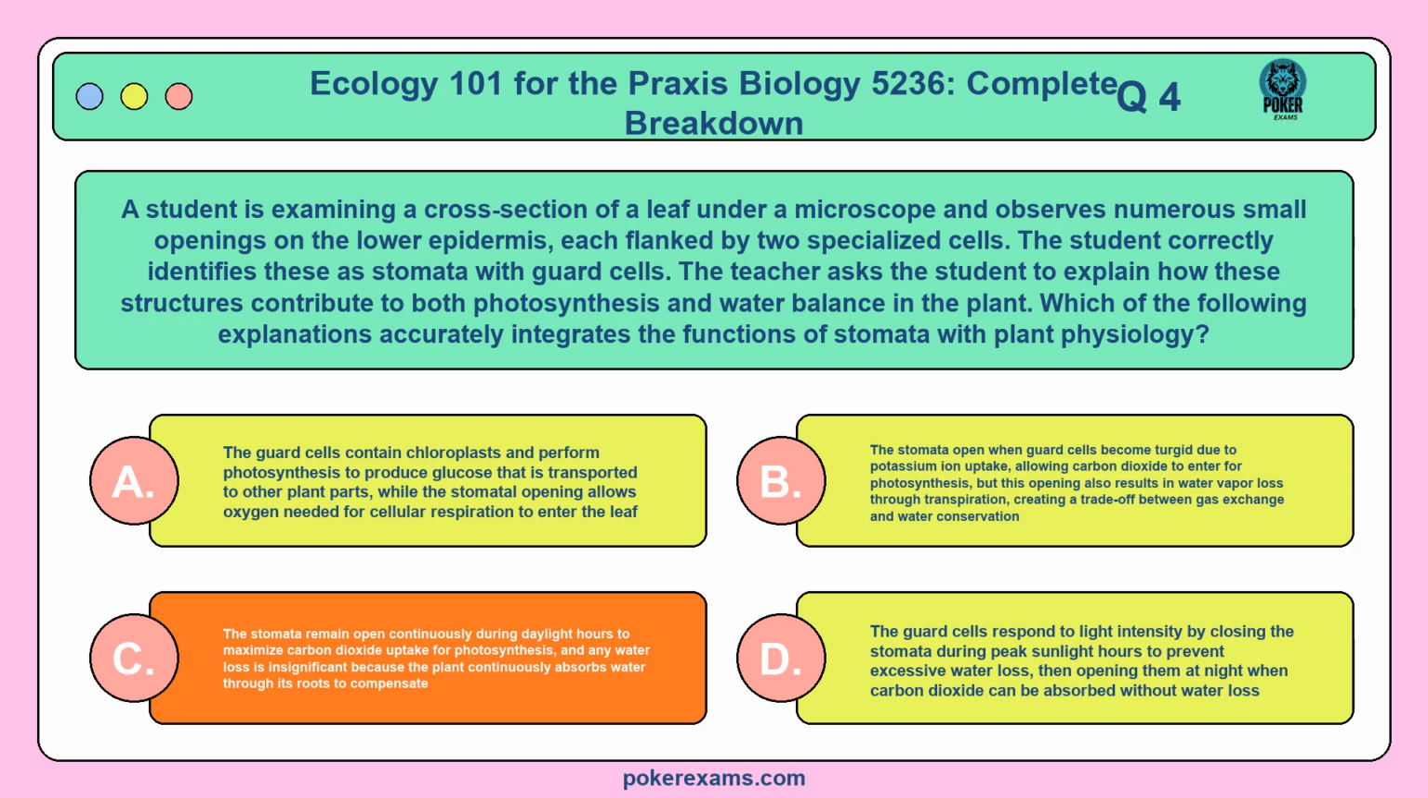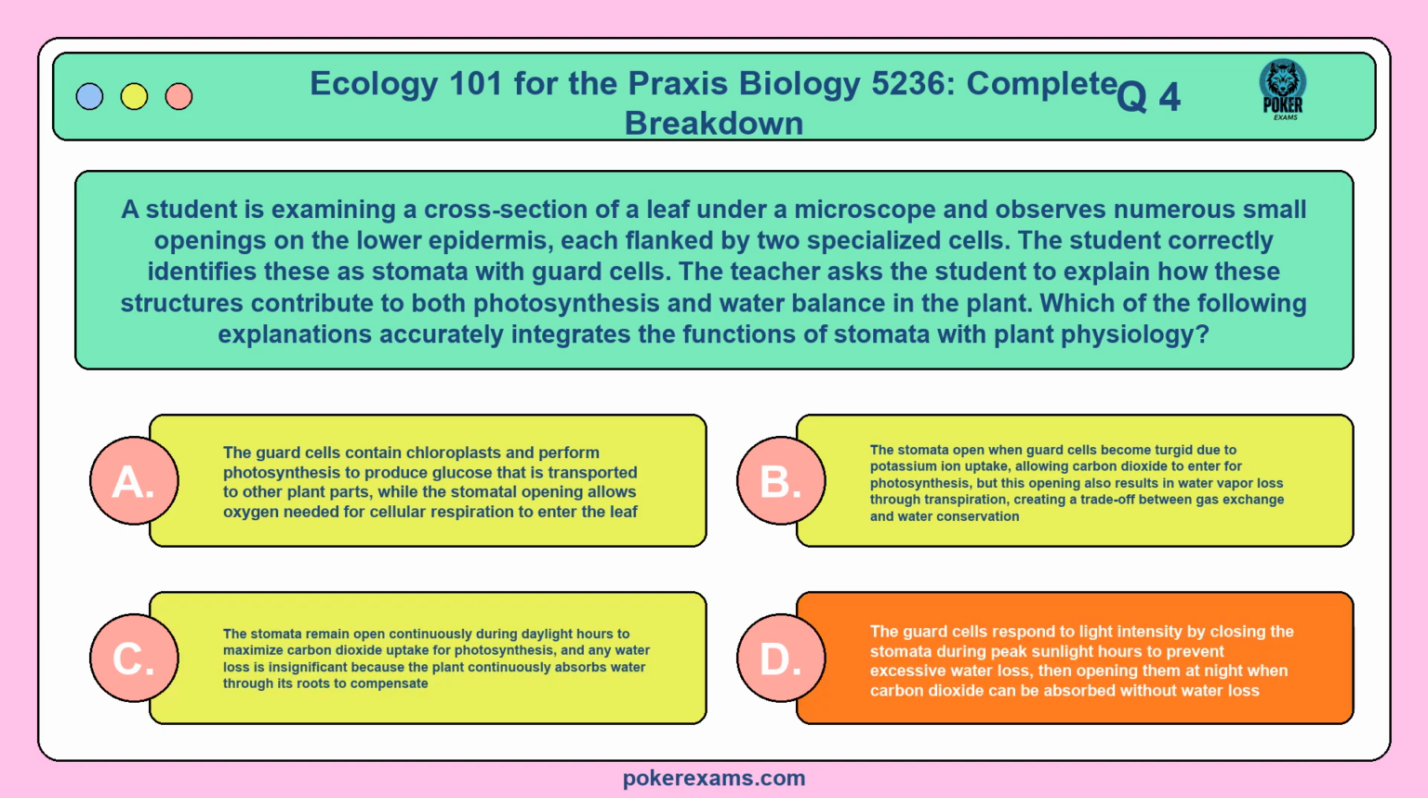C. The stomata remain open continuously during daylight hours to maximize carbon dioxide uptake for photosynthesis, and any water loss is insignificant because the plant continuously absorbs water through its roots to compensate. Or D. The guard cells respond to light intensity by closing the stomata during peak sunlight hours to prevent excessive water loss, then opening them at night when carbon dioxide can be absorbed without water loss.